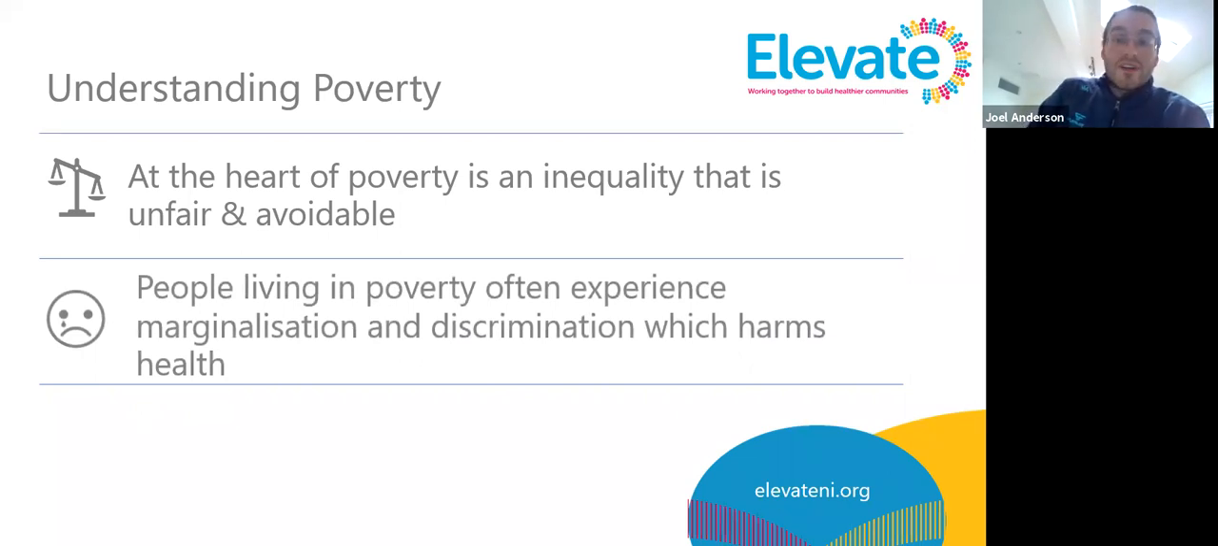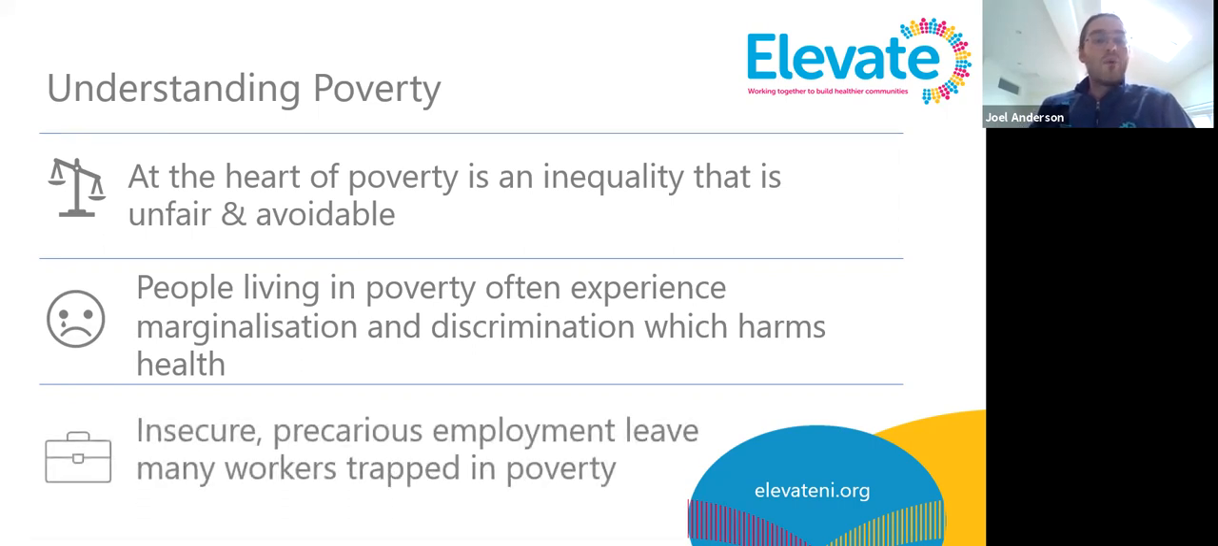People living in poverty often experience marginalization and discrimination, and that harms health. The evidence is so clear. Discrimination against people because of their class, gender, ethnicity, disability, age, sexuality, religion, or parental status, or even discrimination based on poverty itself, can prevent people from escaping poverty through good qualifications or jobs and can restrict access to services. It's always important to flag here that the skivers versus strivers narrative is deeply damaging and discriminates against people that are living on benefits, and the research shows that that has negative consequences for people's health.